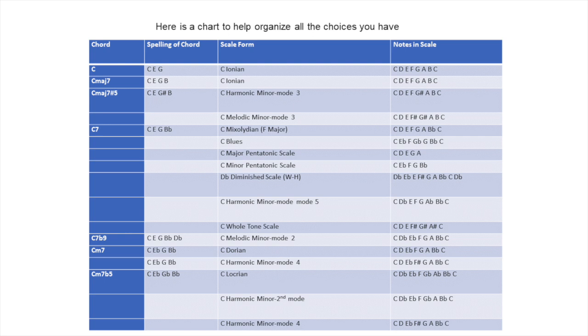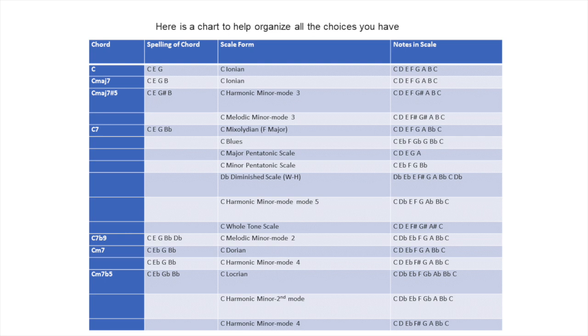In this chapter, I created a series of charts for you to help organize and consolidate all the different scale forms we have been studying. And as you notice, it has the chords, the spelling of the chords, the scale form, and the notes in the scale. And with that, this should help you make better choices and also have a variety of choices when determining what scales you would like to use against what particular chord.